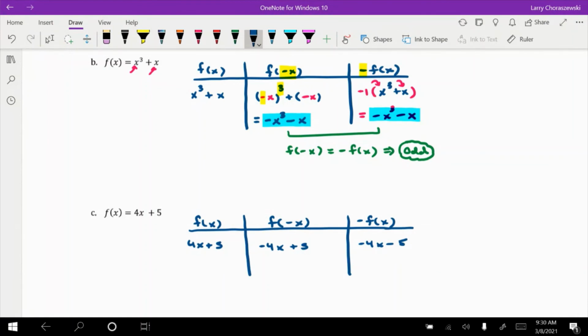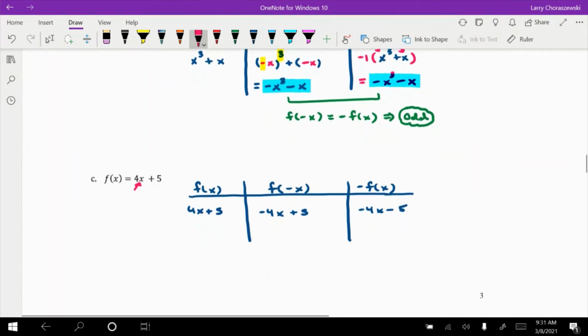So these are what I'm getting. It's my simplified expressions. Of course, nothing really to do with the first column, but when you plug negative x into the function f of x, it just goes right here. That will make the term 4x equivalent to negative 4x, and then the plus 5. And then, of course, with negative f of x for our last column, we would distribute negative 1 to both these terms, giving us negative 4x minus 5.